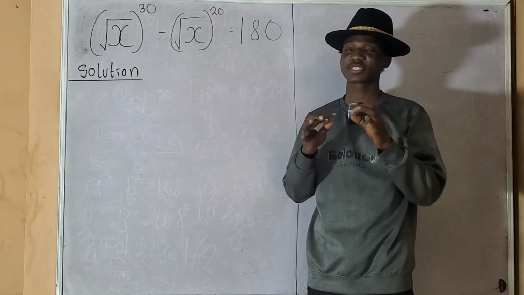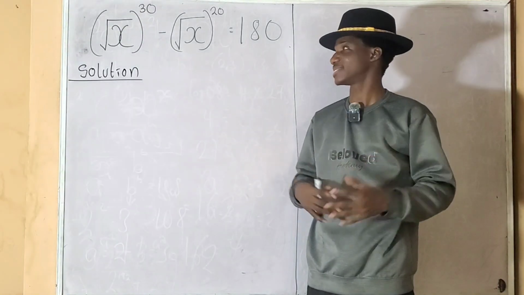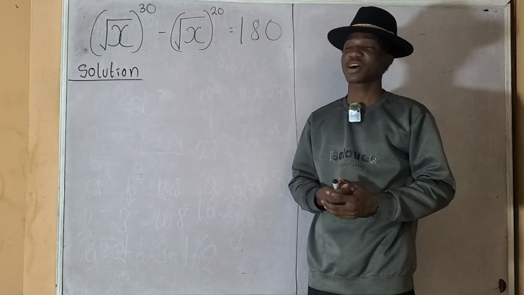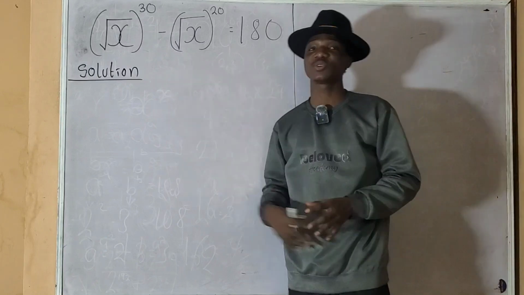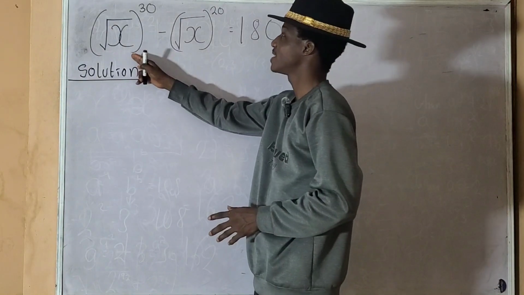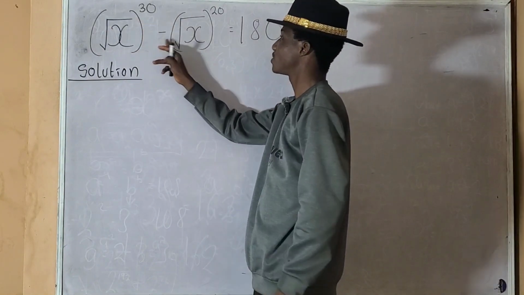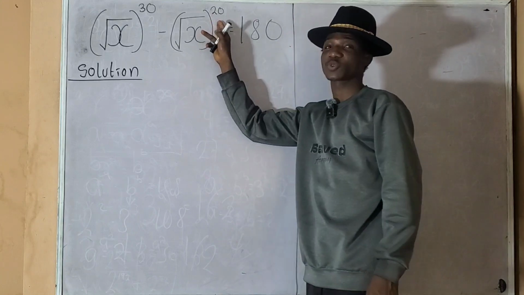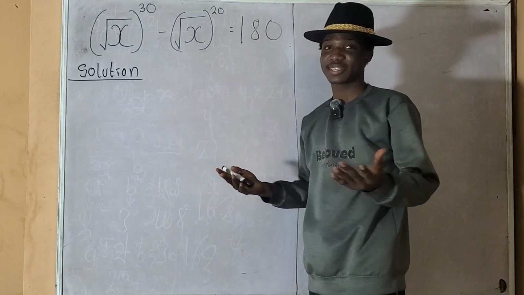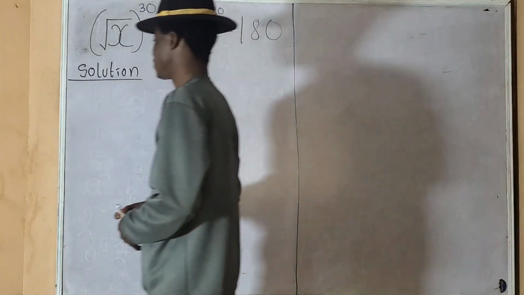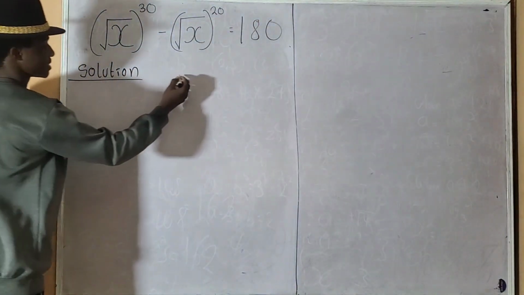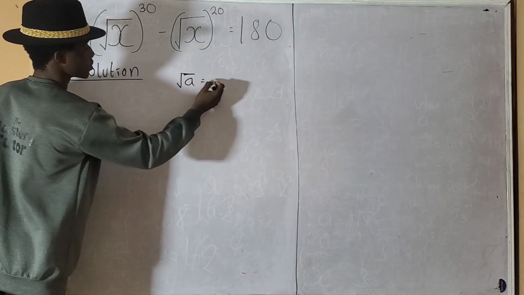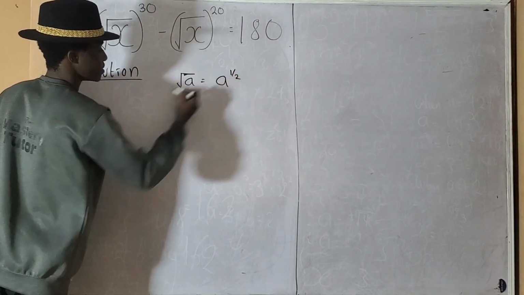This question will test your critical thinking ability. The goal here is to find the value of x in the equation: square root of x raised to the power of 30 minus root x raised to the power of 20 equals 180. To solve this question, do not forget that square root of a is equal to a raised to the power of 1 over 2, right?